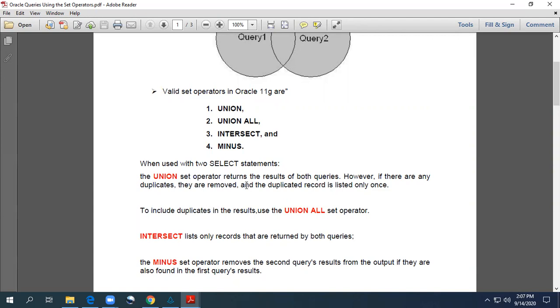In the UNION operator, you know that it avoids duplicates. But if you want duplicate values also, then you can use the UNION ALL operator. You can join the result of two select queries with the help of the UNION ALL operator, and this includes the duplicates in the result. That is the only difference between UNION and UNION ALL.